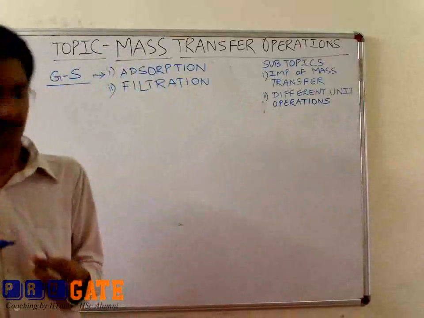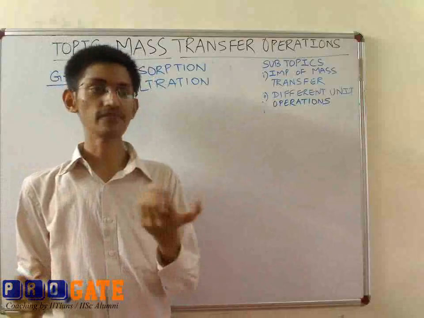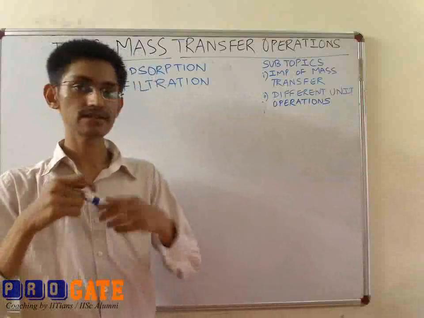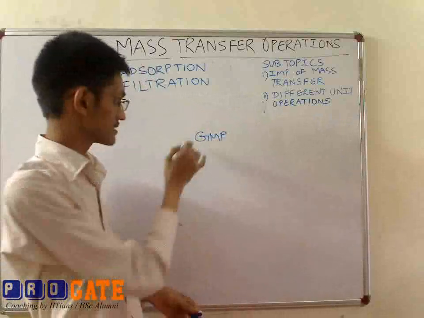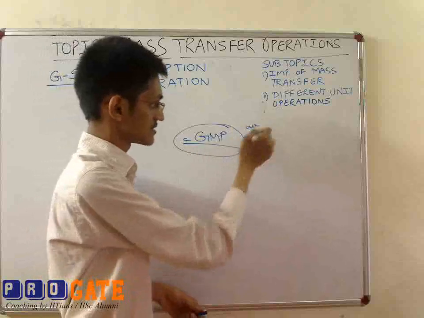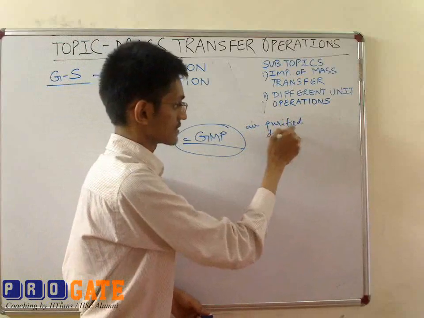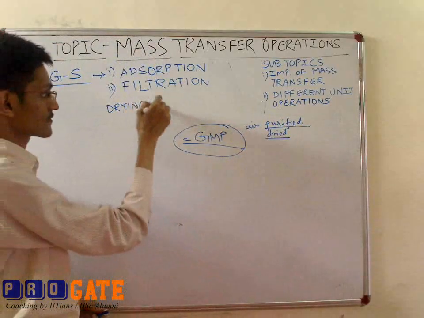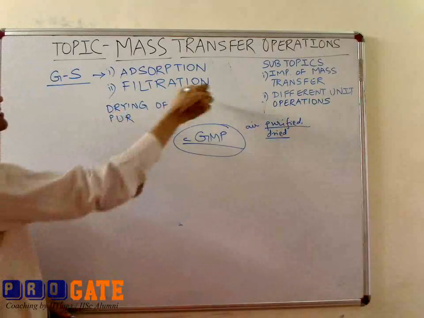It's like the process you may have considered, the drying of air, which is important when you are manufacturing some pharmaceutical tablets in an environment or facility which is to be GMP compliant, that is good manufacturing practices. So you need to have a facility where the air is highly purified and dry. So this drying of air and purification both come under these unit operations.